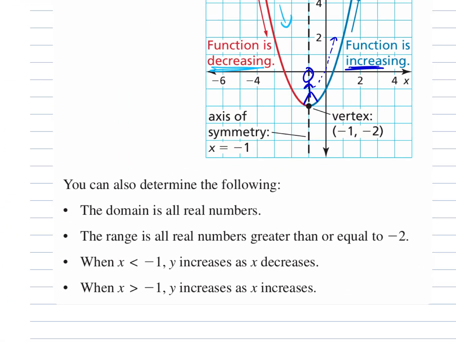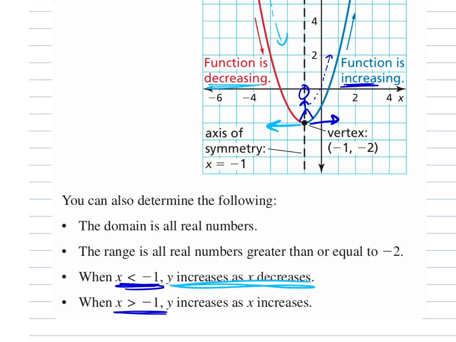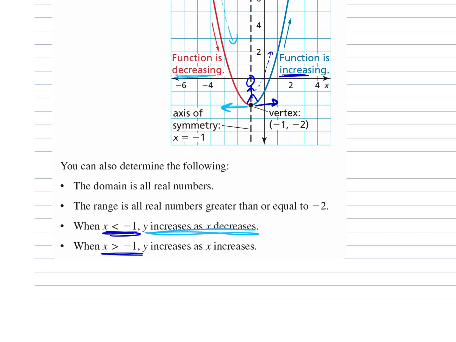Here, it says when x is less than -1, so we're talking about the left side, y increases as x decreases. On the right side of our graph, our function would be increasing. So when x is greater than -1, it increases as x increases. We're just going to be saying that on the left it's decreasing, and on the right it's increasing.